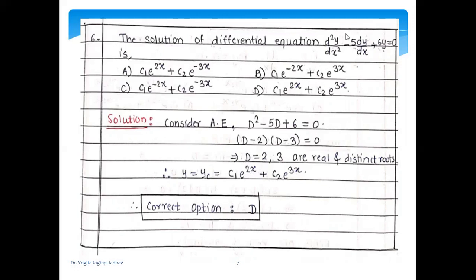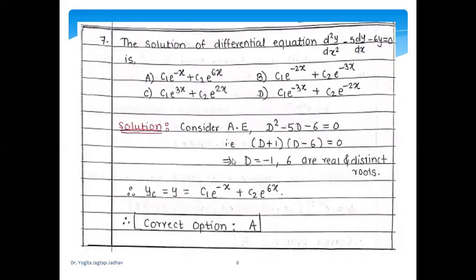As the degree of the given differential equation is 2, we observe here two constants in the general solution or complementary function of this given example. Therefore, the correct option is D. Now let us proceed for the next example.